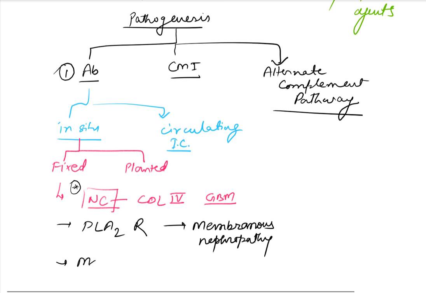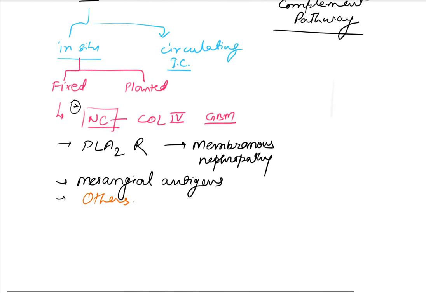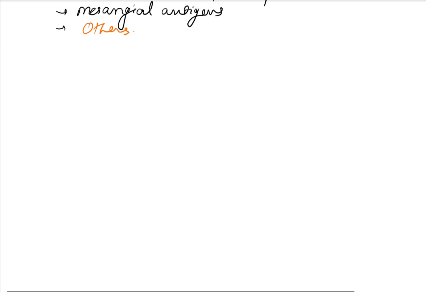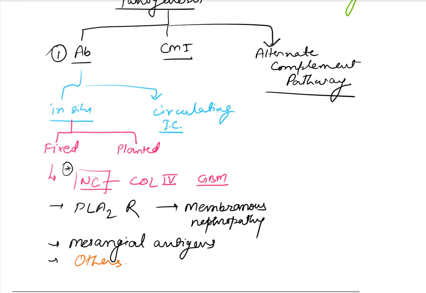And also there are mesangial antigen and other antigens. Moving on, next we have circulating immune complex. As we have seen, it can also have two types based on fixed or planted antigen, and they may have exogenous or endogenous components. Exogenous component caused by infection, and endogenous because of the DNA in case of SLE.